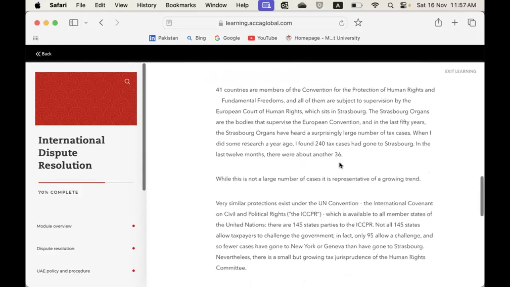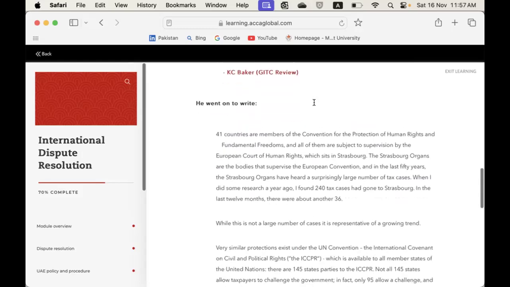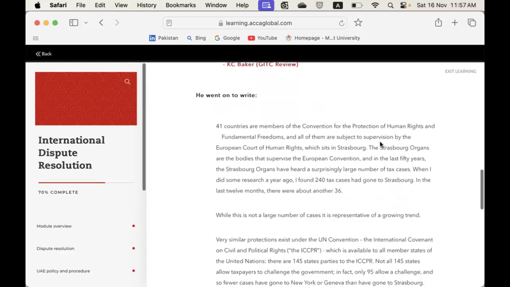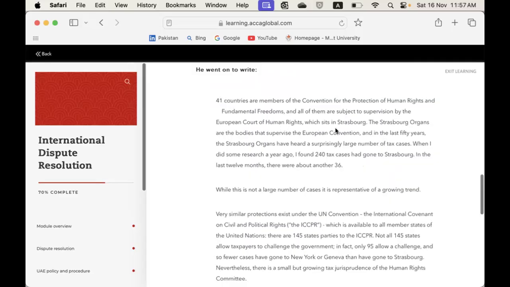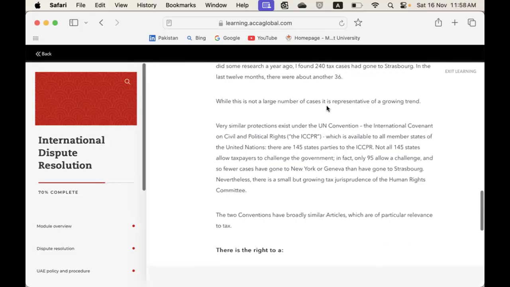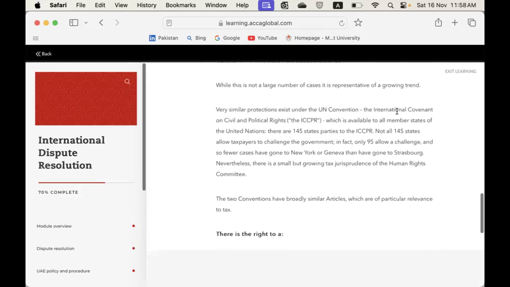He went on to write, 41 countries are members of the Convention for the Protection of Human Rights and Fundamental Freedoms, and all of them are subject to supervision by the European Court of Human Rights, which sits in Strasbourg. The Strasbourg organs are the bodies that supervise the European Convention on Human Rights. In the last 50 years, the Strasbourg organs have heard a surprisingly large number of tax cases. When I did some research a year ago, I found 240 tax cases had gone to Strasbourg. In the last 12 months, there were about another 36. While this is not a large number of cases, it is representative of a growing trend.